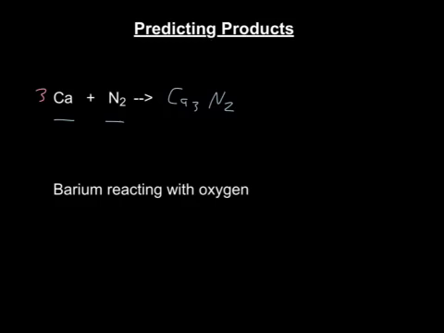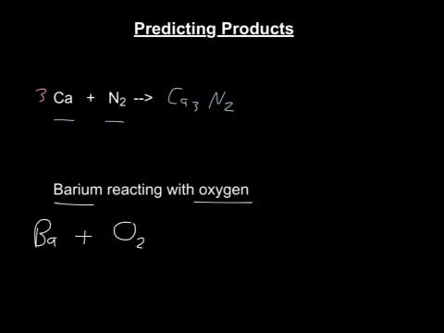Alright, what if they don't give us the formulas? What if they just give us the names? So the next one says barium reacting with oxygen. So we have to look at that and say, what's barium? Well, barium is Ba. Right now it's just an element, so there's no charge. Reacting with oxygen. Well, oxygen was one of those diatomic elements. We remember the Hankelbrief, and that means that it's O2. So barium reacting with oxygen is Ba plus O2.